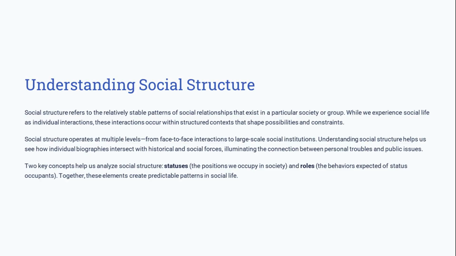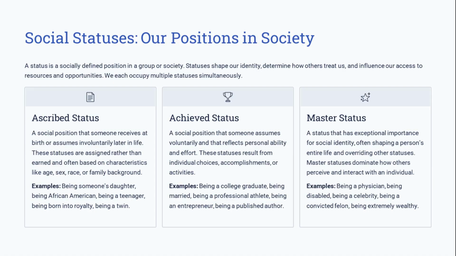By analyzing social structure, we can better understand the connection between personal troubles and public issues, revealing the predictable patterns in social life. Social statuses define our positions within society, shaping our identity and influencing how others treat us. Ascribed statuses are those we are born into, while achieved statuses are earned through actions and efforts. Master statuses hold exceptional importance, often overshadowing other statuses. Each status impacts our access to resources and opportunities, influencing our social interactions and identity.